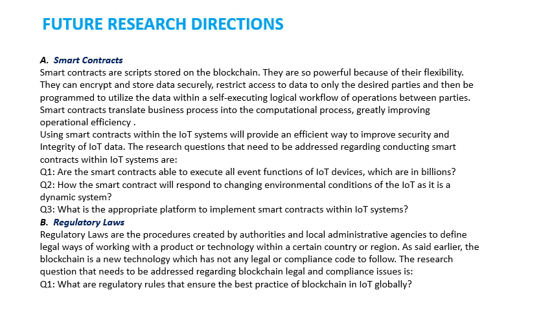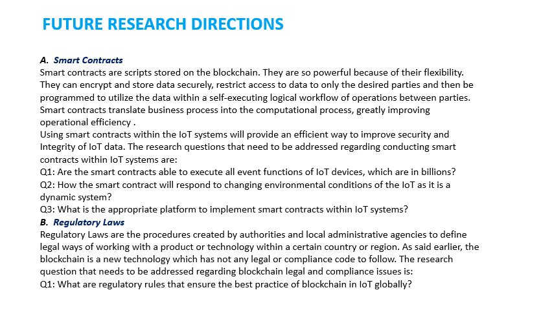Let's start with the concept of future research directions. In future research directions, we have the concept of smart contracts. Smart contracts are scripts stored on the blockchain. They are so powerful because of their flexibility. They can encrypt and store data securely, restrict access to data to only desired parties, and be programmed to utilize the data within a self-executing logical workflow of operation between parties. Improved security of IoT data requires research direction.